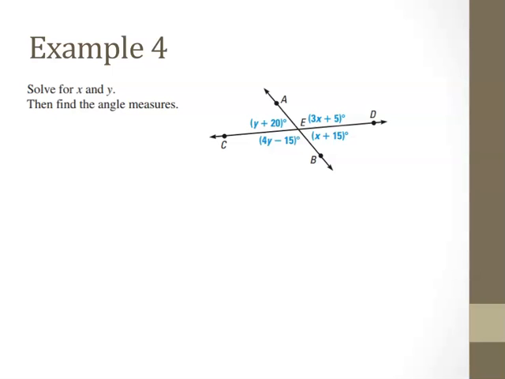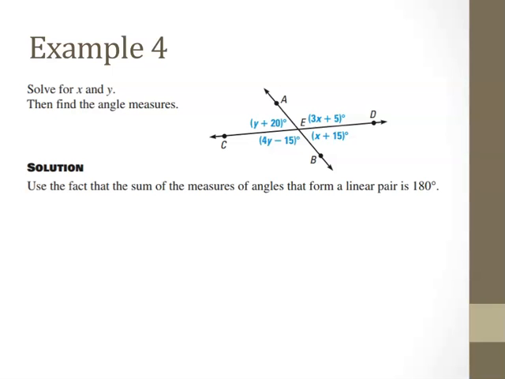So the 3x plus 5 plus the x plus 15 will equal 180. So the measure of angle AED plus the measure of angle DEB is equal to 180 degrees. And then we can similarly do the same thing with the expressions that have y in them. So the measure of angle AEC plus the measure of angle CEB is equal to 180.